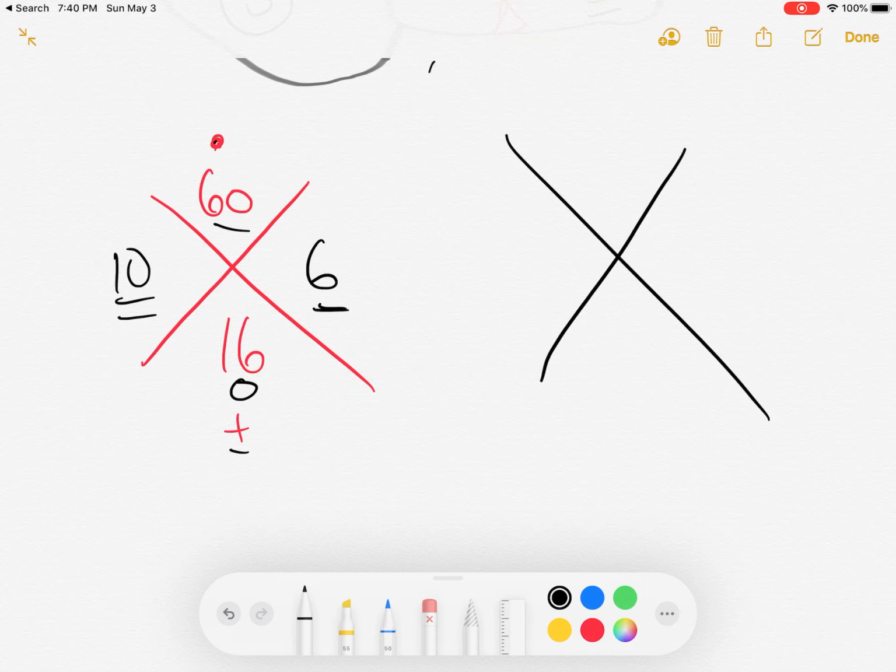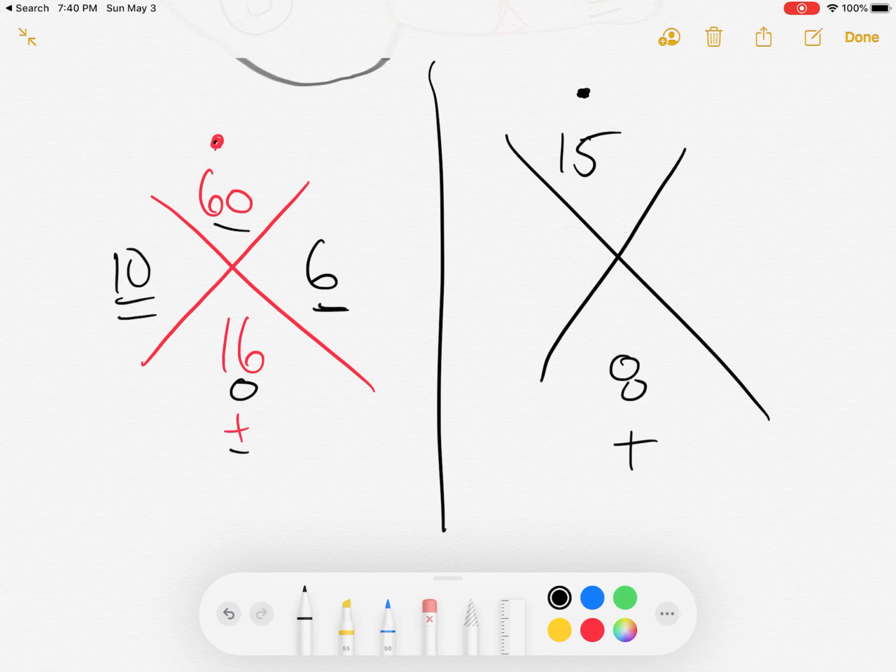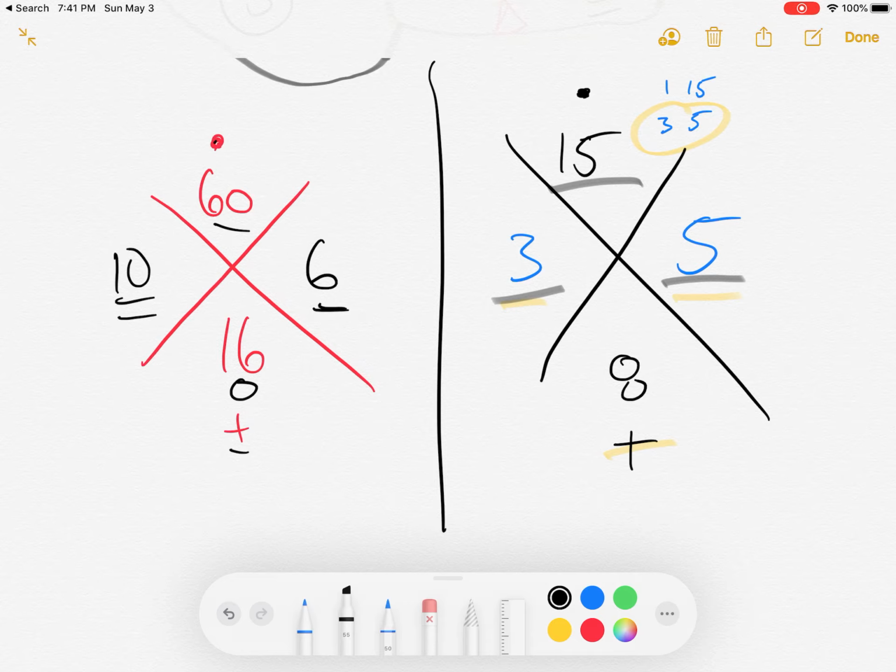Okay, so what if you had this for a diamond problem? Just for review, what if you had the numbers 15 and 8. So we're looking for numbers that multiply to 15 and add to 8. Okay, so you should probably start off by listing the multiples. So numbers that multiply to 15 are 1 and 15, or 3 and 5. Which one of these add to 8? Well, 3 and 5. So we're going to say 3, 5, because 3 plus 5 is 8, and 3 times 5 is 15.